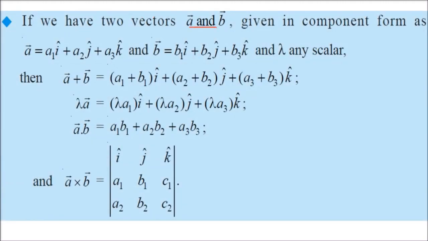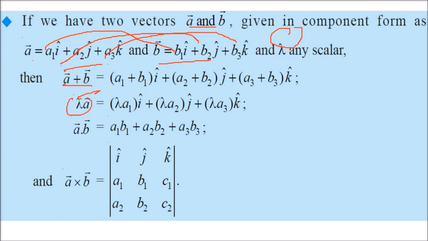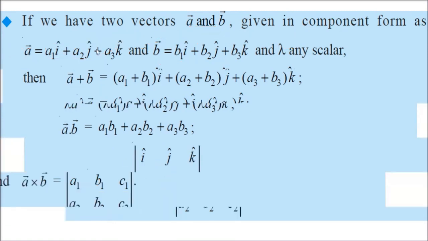If we have two vectors a and b given in component form, a1 i plus a2 j plus a3 k, and like this b also, and lambda is any scalar. When you add them, you add the coefficients of i, then j, then k. When you multiply by lambda, just multiply every coefficient by lambda. And when you take the dot product, you know what to do: a1 b1 plus a2 b2 plus a3 b3. And a cross b is something like this, we just discussed, in i j k determinant form.